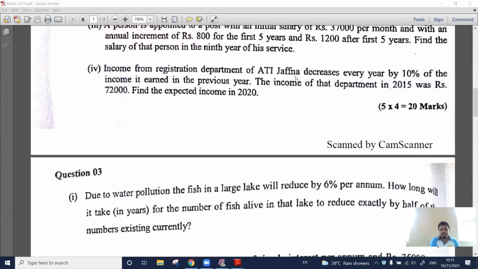Of the income earned in the previous year, the income of that department in 2015 was 72,000 rupees. Find the expected income in 2020.